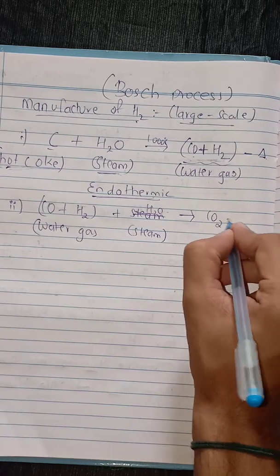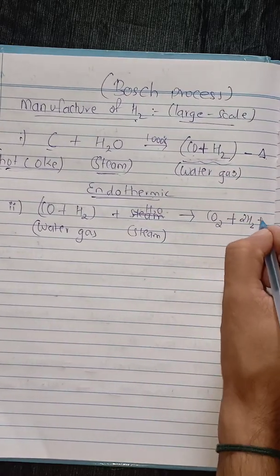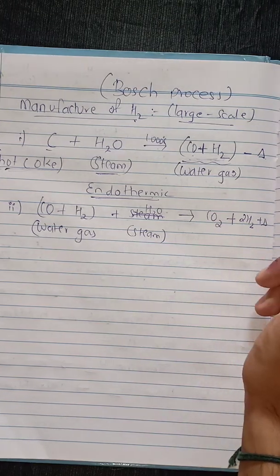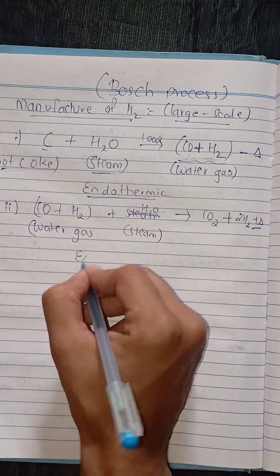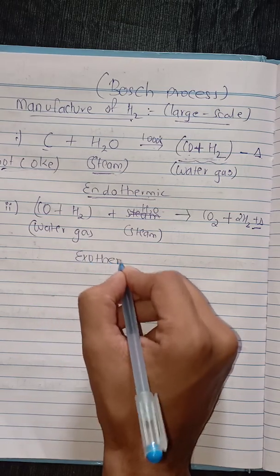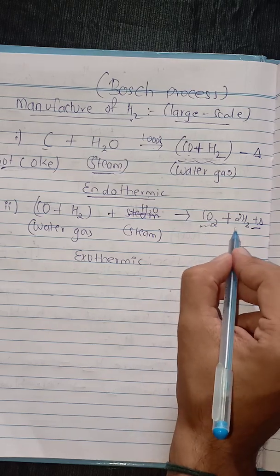So it releases carbon dioxide, hydrogen gas, and plus delta. See, plus delta means what? Highly exothermic in nature. Carbon dioxide and hydrogen gas.